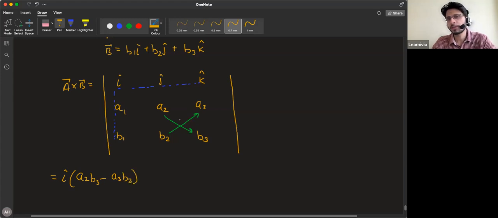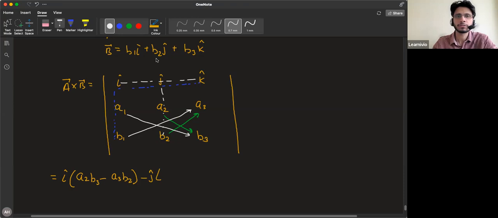We always multiply in this way: first multiply to the right, then multiply to the left. The second term in the cross product is negative, minus j cap. So when you take j cap, the row of j cap and the column of j cap get eliminated. You are left with A1, B3, B1, A3. So this will be A1 B3 minus B1 A3.